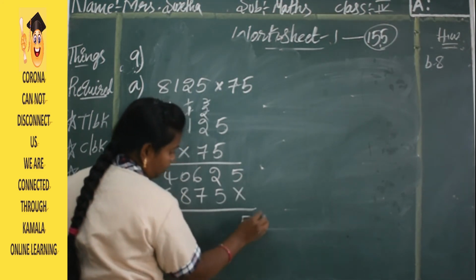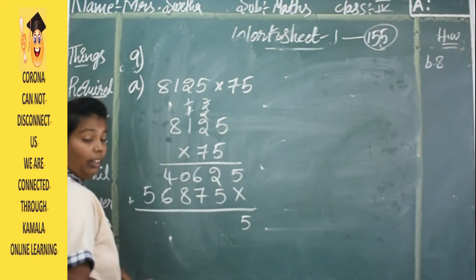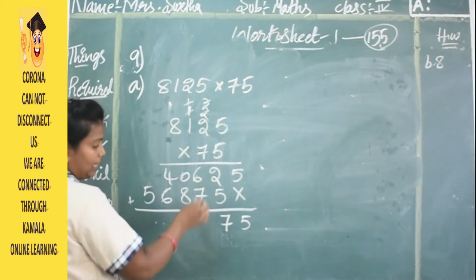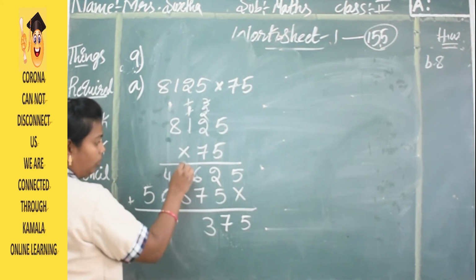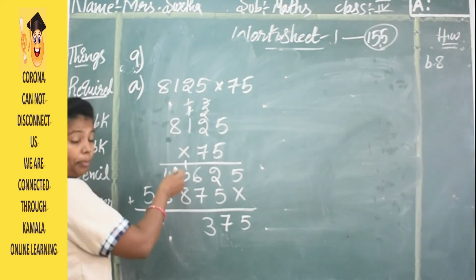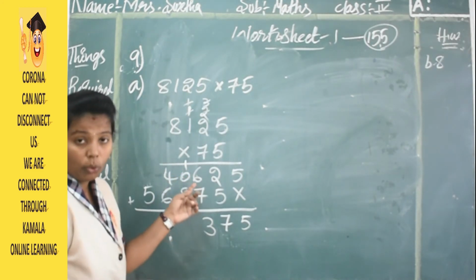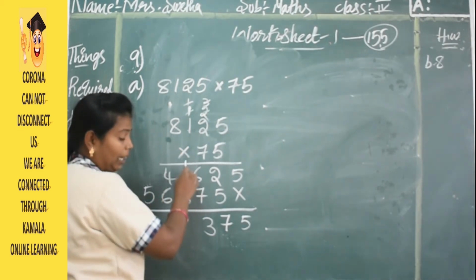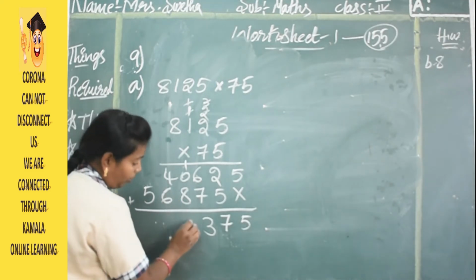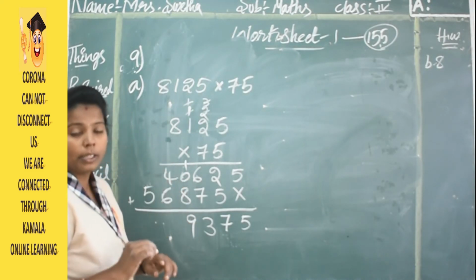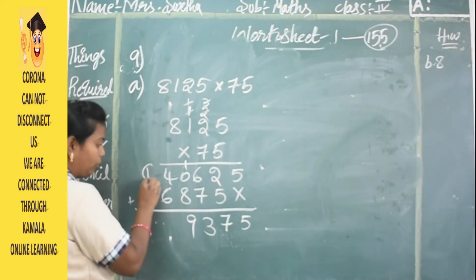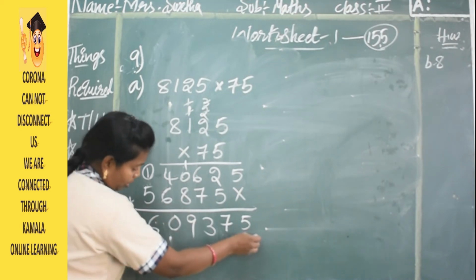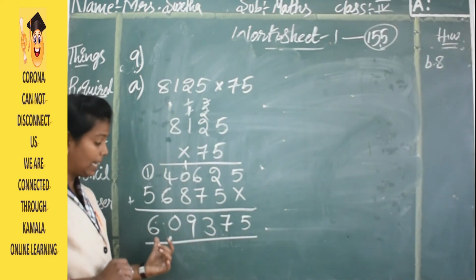So 5 directly, then 5 plus 2 is 7 again. 7 plus 6 is 13, so 3 down, 1 carried. 8 plus 1, and here 8 plus 0, if you add 0 you get the same number, so 8 plus 1 is 9. 6 plus 4 is 10, so 1 you carry, 0 down. 5 plus 1 is 6, so write 6 there. So how much did you get here? 6,09,375.